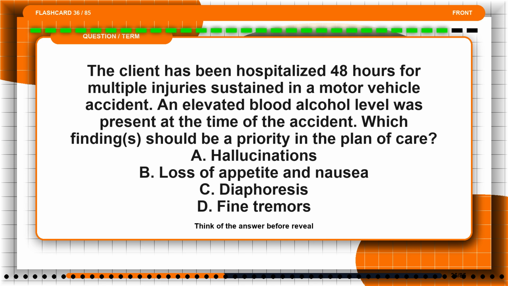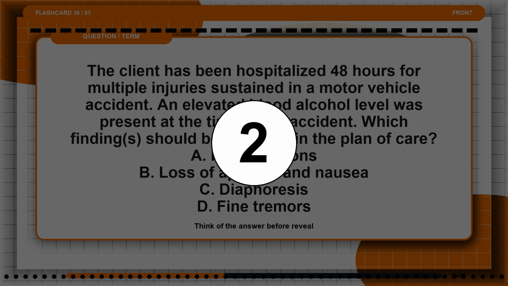Flashcard 36. The client has been hospitalized 48 hours for multiple injuries sustained in a motor vehicle accident. An elevated blood alcohol level was present at the time of the accident. Which finding should be a priority in the plan of care? A. Hallucinations. B. Loss of appetite and nausea. C. Diaphoresis. D. Fine tremors. Think of the answer before the reveal.